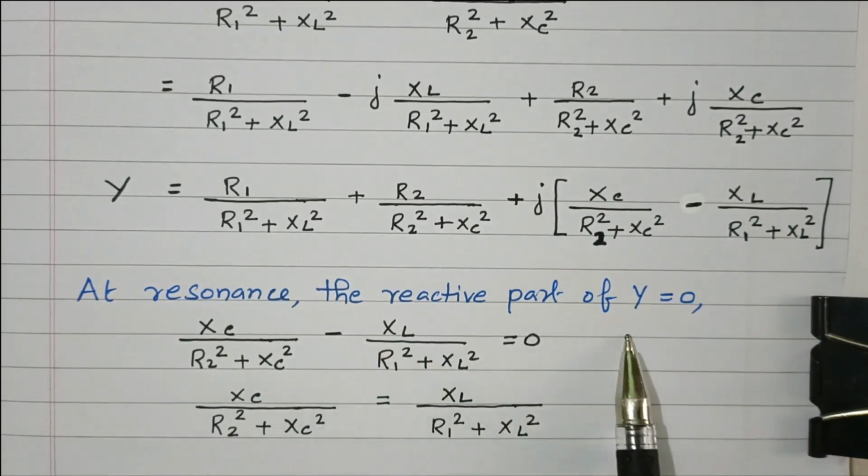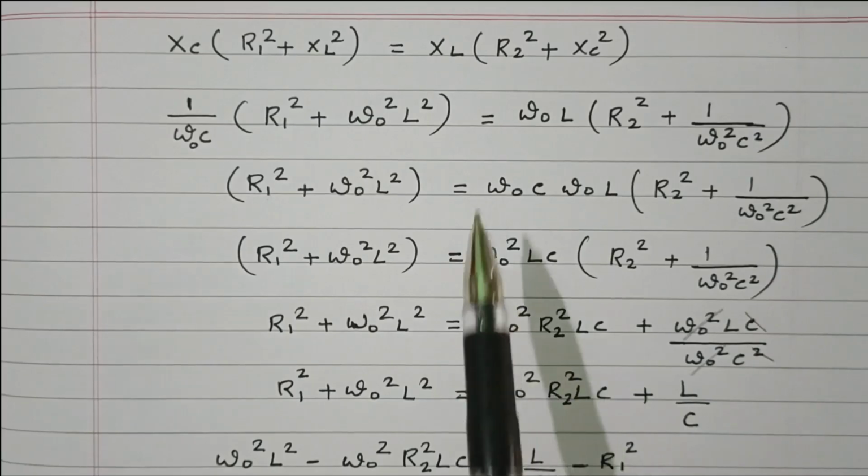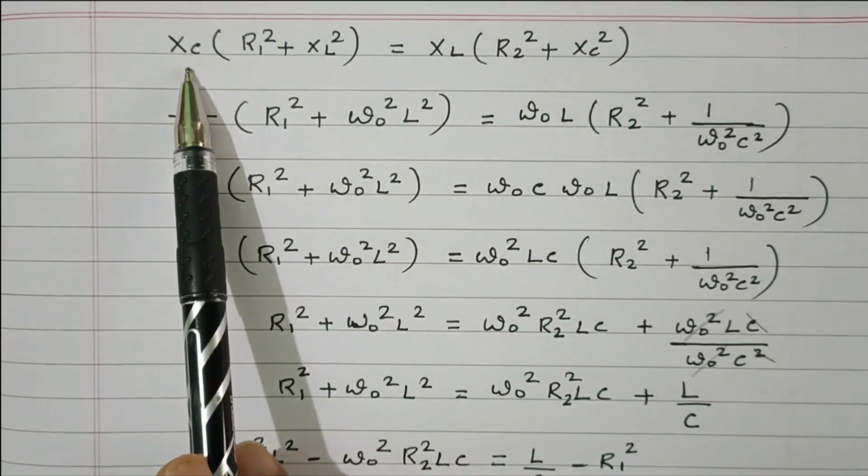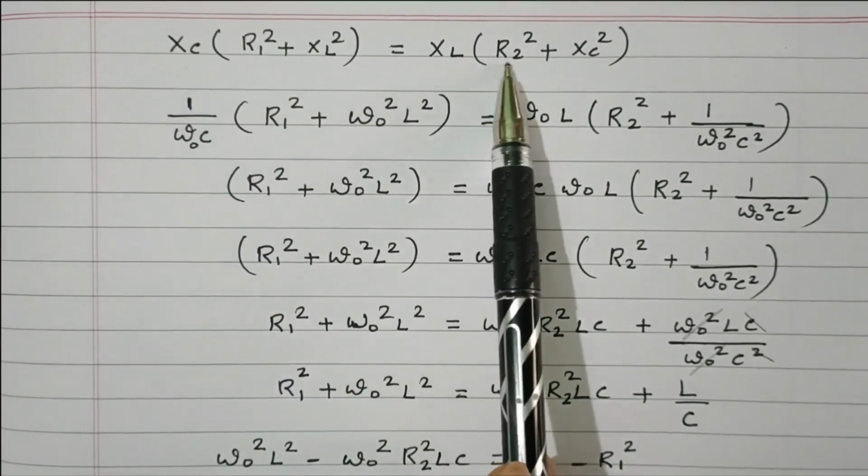Bring this term to that side, so this negative becomes positive. So Xc divided by R2 square plus Xc square equals Xl divided by R1 square plus Xl square. Now we'll go for the further simplification. So these terms are cross multiplied. Xc is multiplied here, Xl is multiplied here.